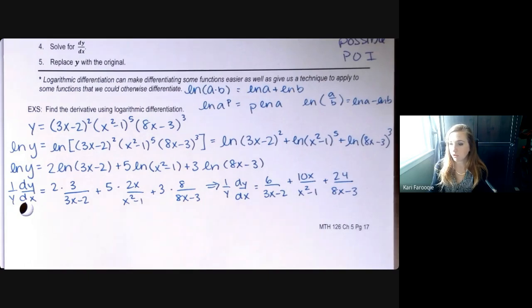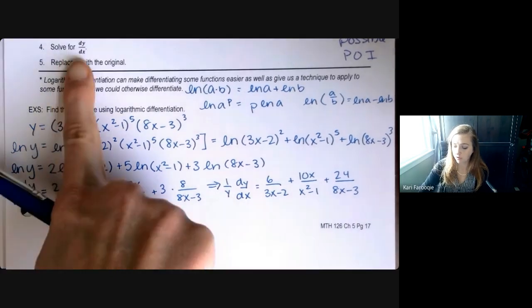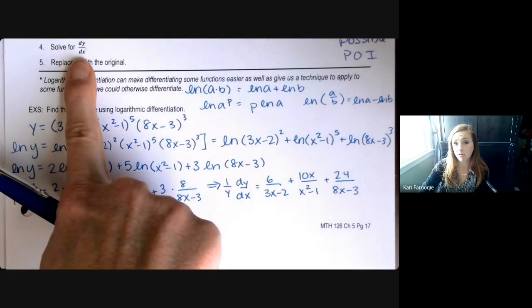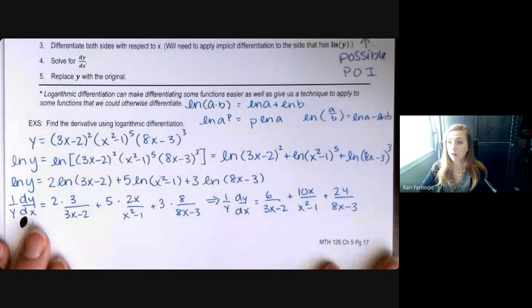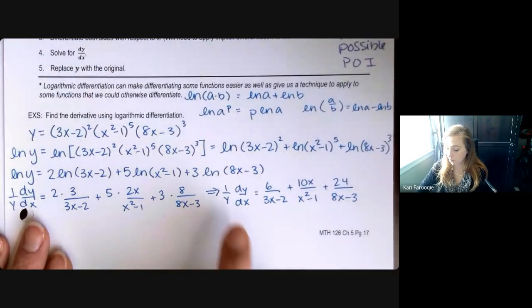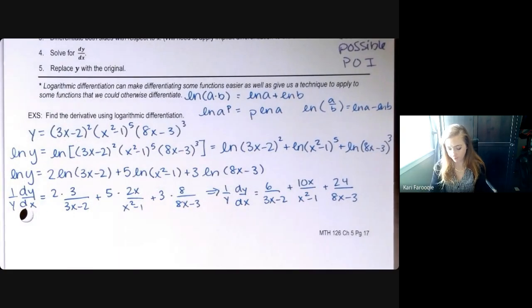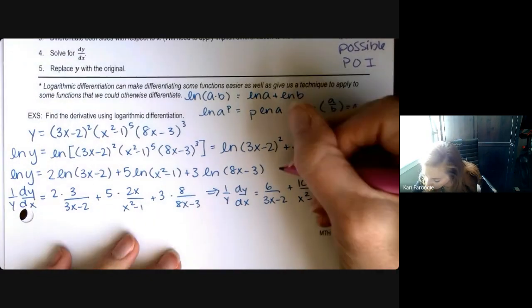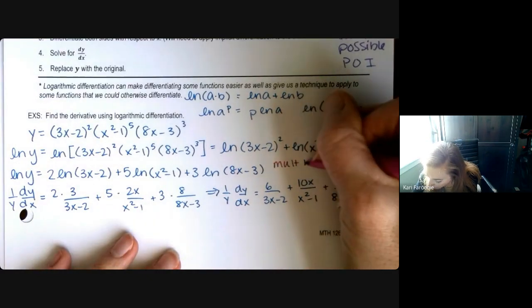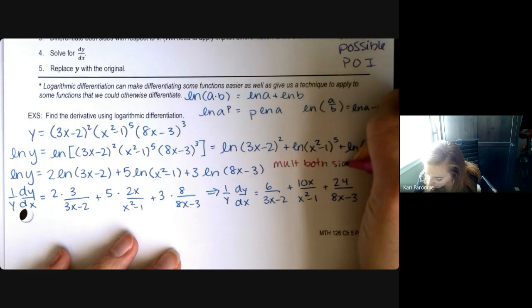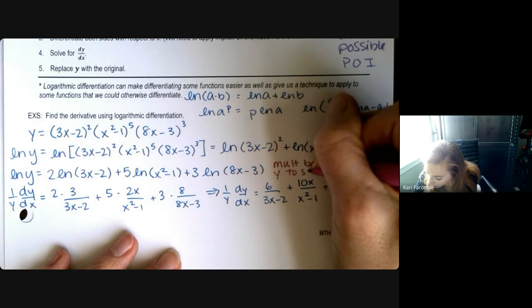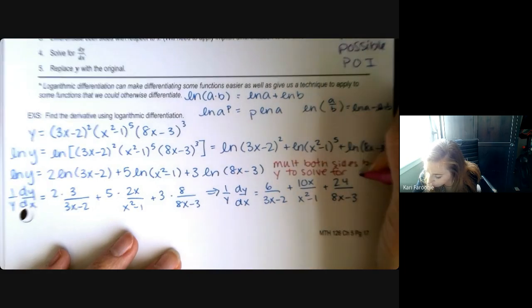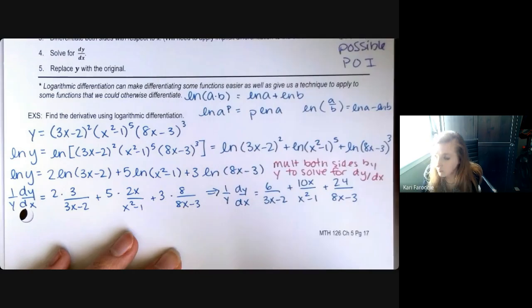Okay, just multiply the numerators. Now, we're looking for dy dx. It says solve for dy dx. In order to solve for dy dx, we need to just multiply both sides by y, to solve for dy dx.